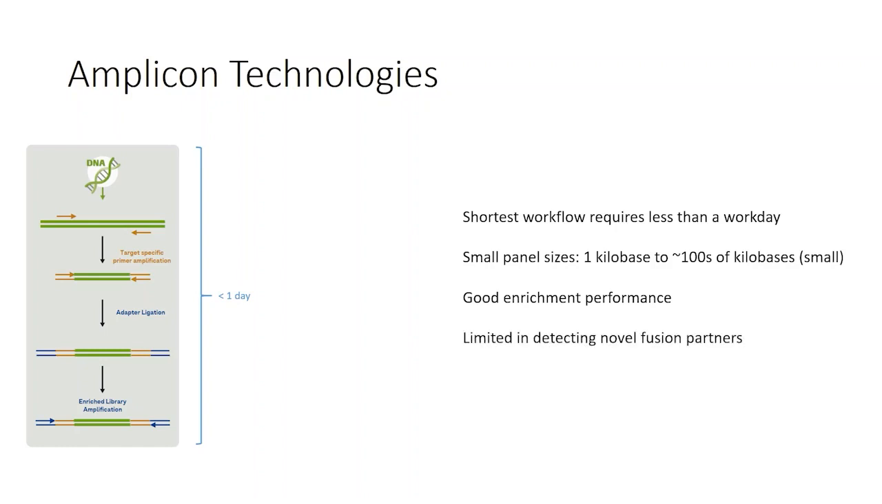One last thing to note: in some cases, researchers are interested in detecting novel fusion partners. If you're looking for fusion genes and you don't know one side of the fusion gene, you can't design PCR primers to target that. Because you don't know both sides of what you're looking for, you can't use amplicon technologies to detect novel fusion partners.